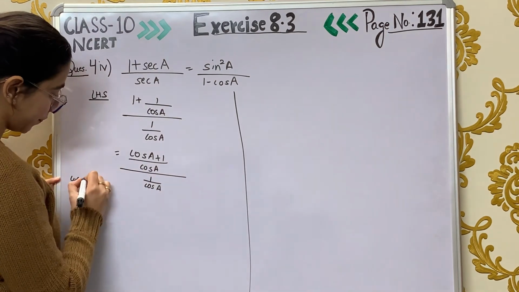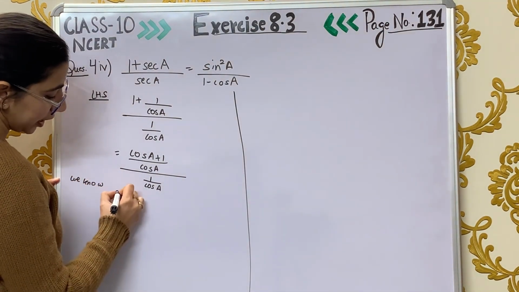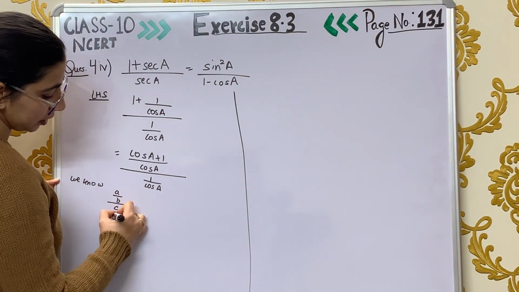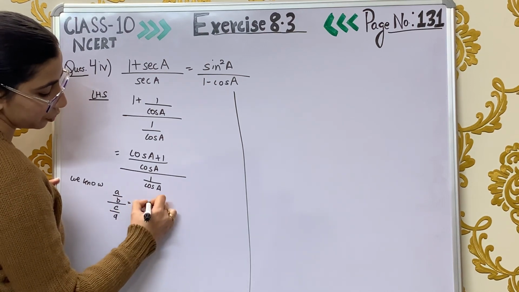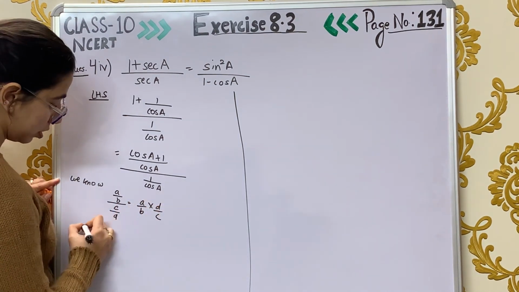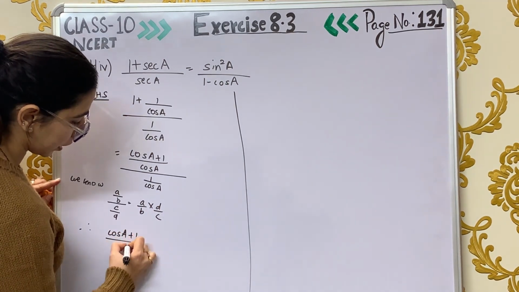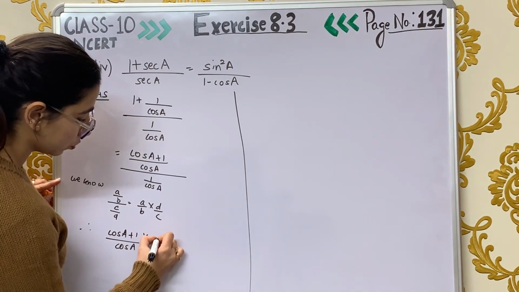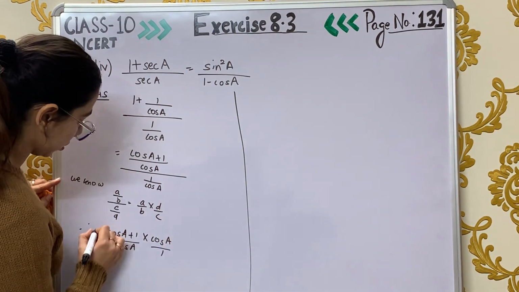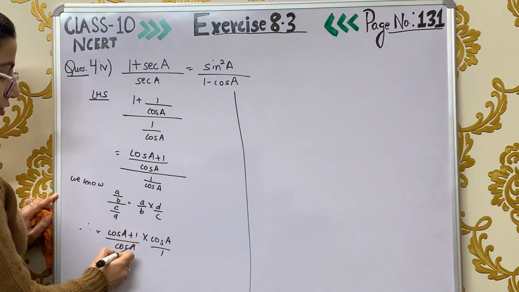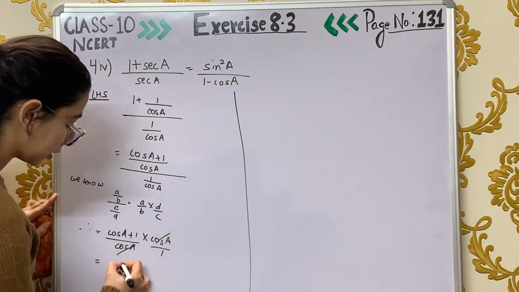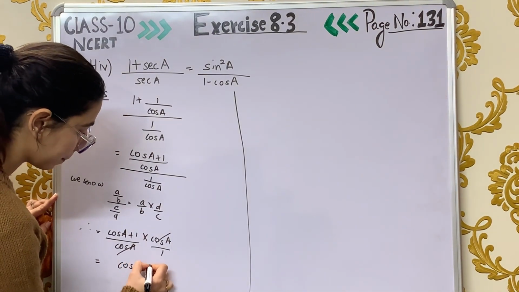Now we know A by B upon C by D is equal to A by B into D by C. Therefore, cos A plus 1 upon cos A would be equal to cos A by 1. Cos A gets cancelled. So we get the answer as cos A plus 1.